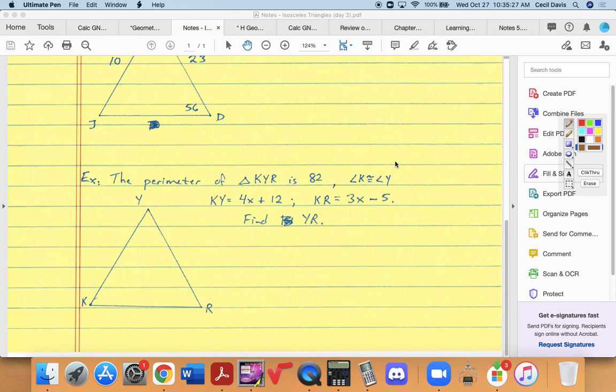I'm sorry? Still get confused a little on the... We know that since these two angles are congruent, that's got to be the base. Because the base angles are always at the ends of the base.